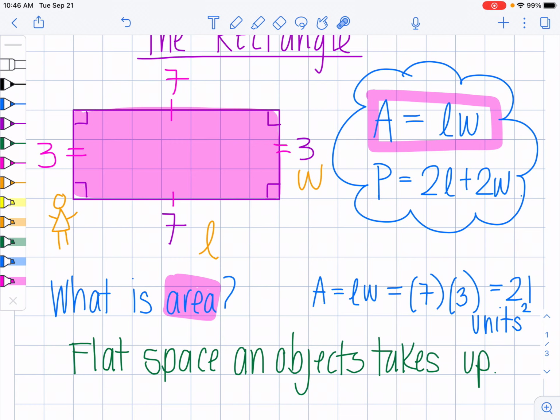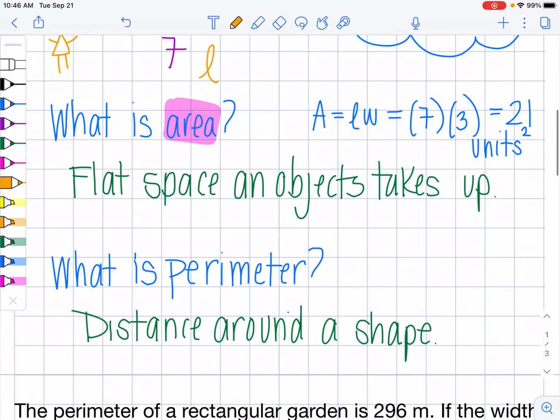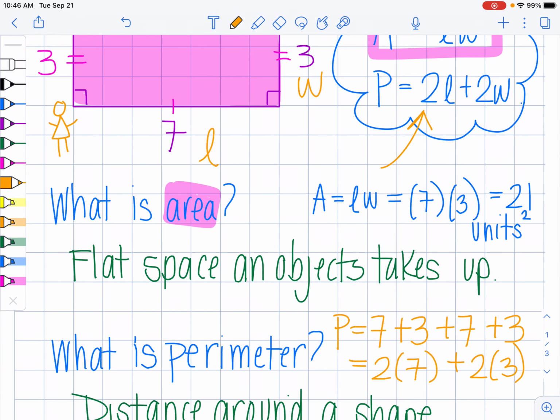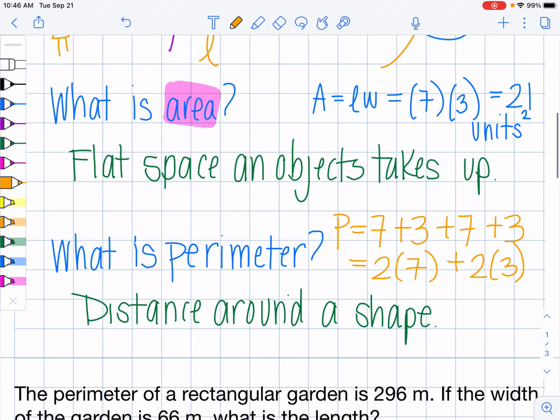So to do that, you'll notice that I'm taking my 7, and then I went 3, and then I went 7 more, and then I went 3 more. So if I wrote out what my perimeter was, 7, and then 3, and then I went 7, and then I went 3, that's the same as 2 times 7 and 2 times 3, which is where this formula comes from. So I could figure this out. This would be 14 plus 6, or 20.